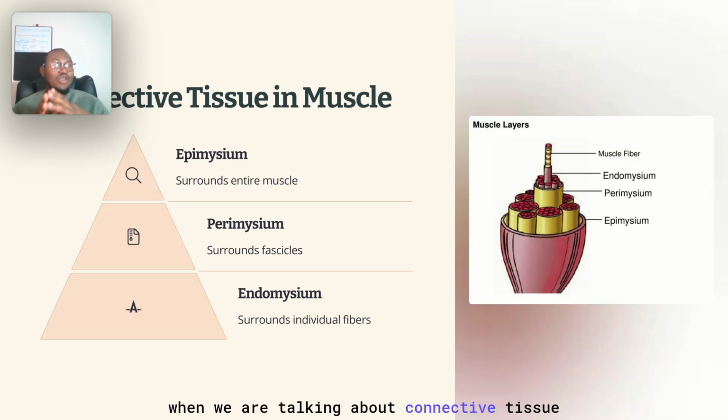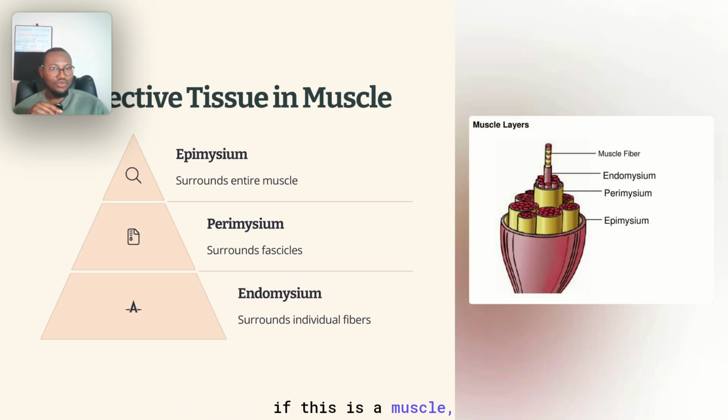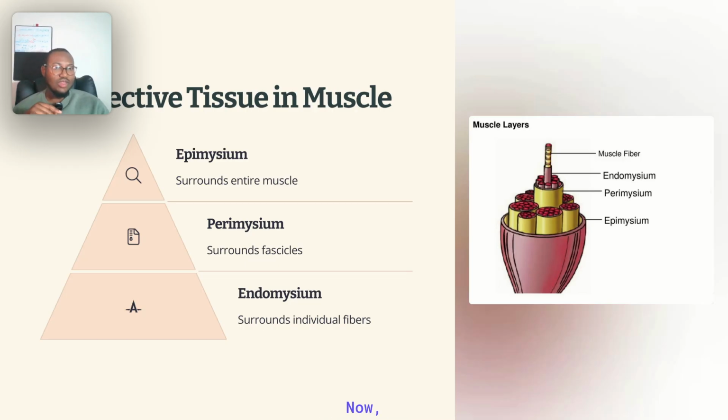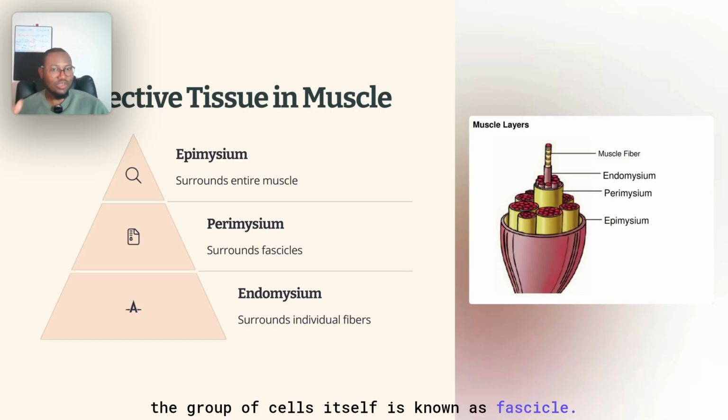Now, when we are talking about connective tissue wrapping, I want you to look at this picture properly. You see, if this is a muscle, the muscle is made up of a group of cells. You see, this is a group of cells. This is a group of cells, right? So what is wrapping this entire muscle is known as epimysium. Epimysium. Now, the group of cells itself is known as a fascicle. If I bring out one of the groups of cells, if you're following my mouse pointer, you will see that this fascicle is being wrapped by perimysium.